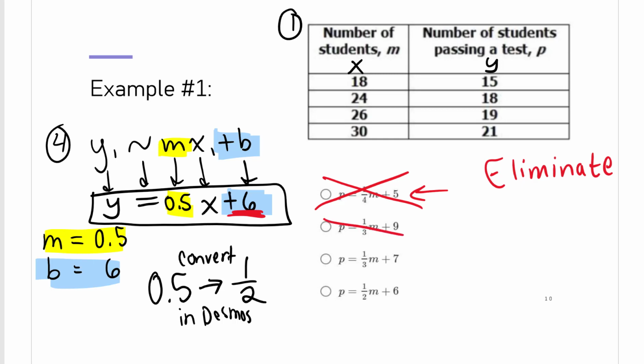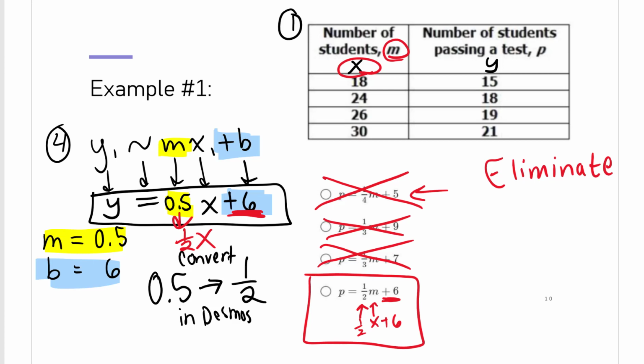So again, you can eliminate. Option 3. Is there a plus 6? No. So you can eliminate. So there's only one option, plus 6. Good. And look, 1/2 m. Remember, 0.5 is 1/2. And then we have the x. X is m. X es m. So the correct answer is the last option. So la respuesta correcta es el último.